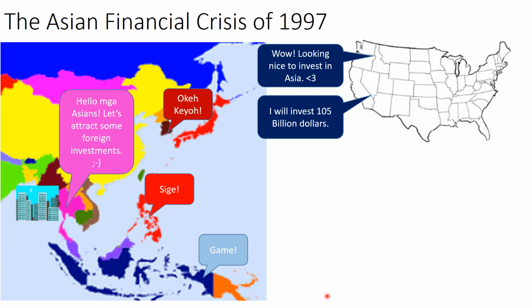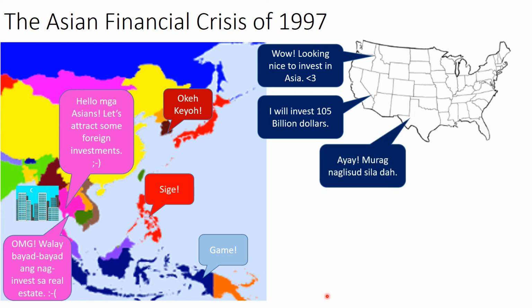After sa real estate market, nakuyawan ang Thailand kay ang mga tao na ilang gipalit sa real estate, which is in the form of debt, dili makabayad sa ilang mga utang. And then ni actually kabalaka ang mga foreign investors.